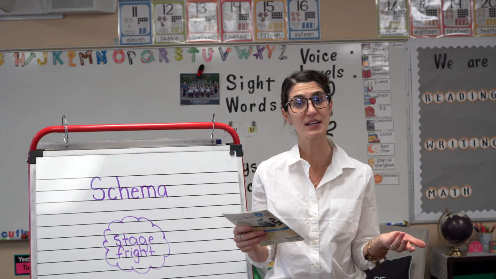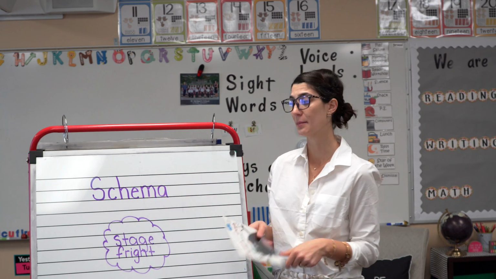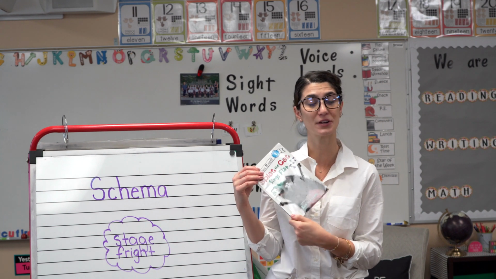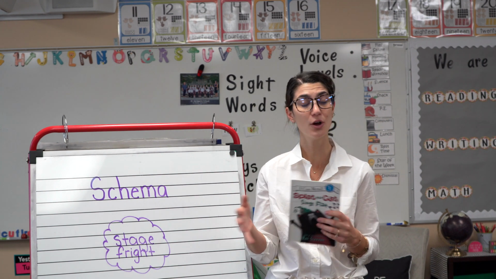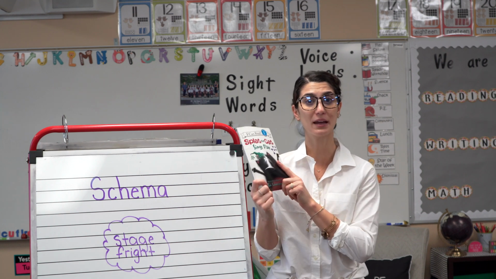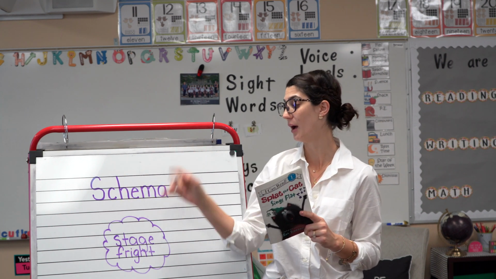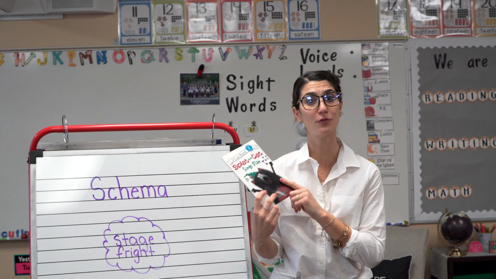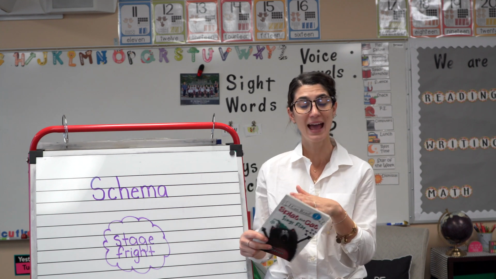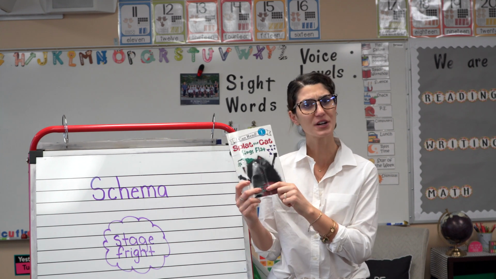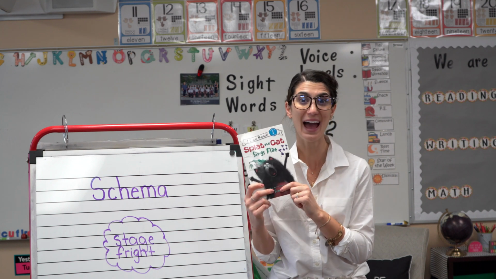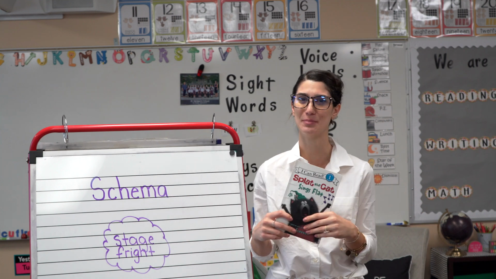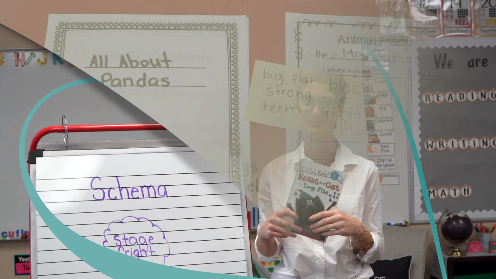So what I want you guys to do is I want you to think about your schema around having stage fright. Have you ever had an experience like Splat? And you can either write it down or you can record yourself talking about your experience, your schema, based on having stage fright. And when you read more fiction books, you can do this before you read the book. You can preview it, and then you can think about, have I ever experienced something like this? And if you have, based on what you've gone through, what do you think is going to happen?